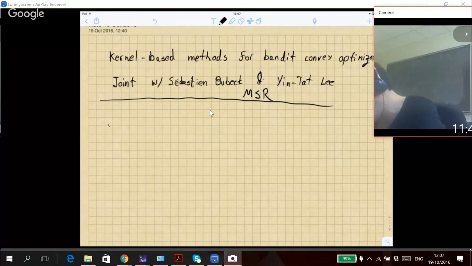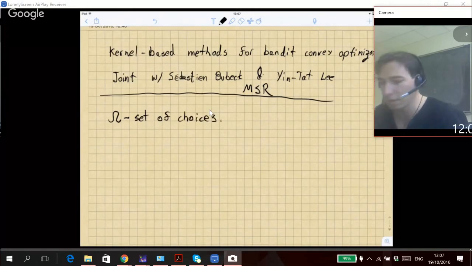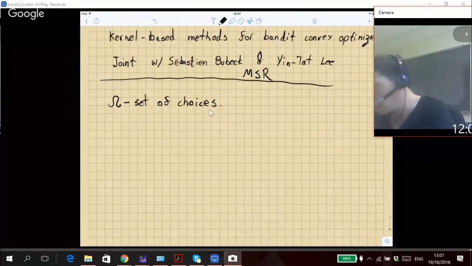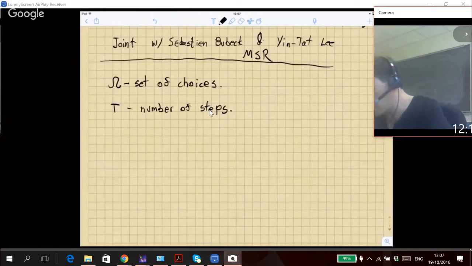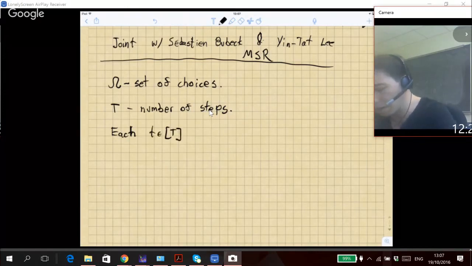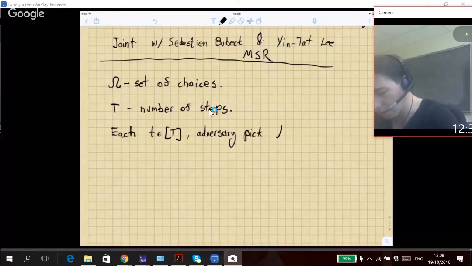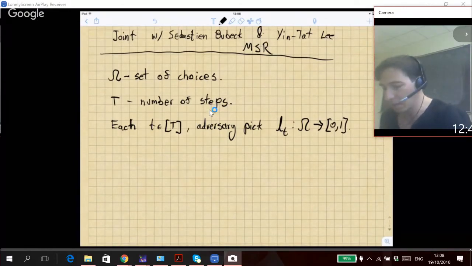So the game goes like that. We have a set omega. Omega is some set of choices that the player can choose at each turn. This can be either a discrete set or some subset of R^n, we'll see later. We have some fixed number T, which is just the number of steps played during the game. And the game goes like that. At each time step t between 1 and capital T, the adversary picks some loss function. A loss function is just some function from omega to, let's say, [0,1], which just defines what the player loses by playing some point x in omega.